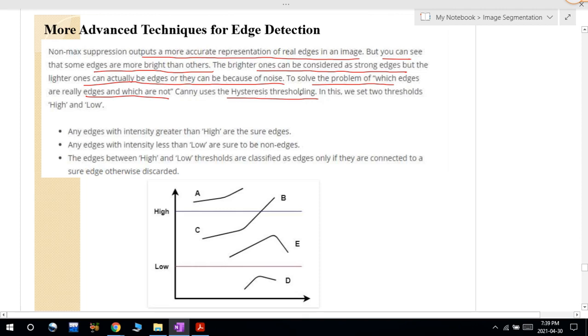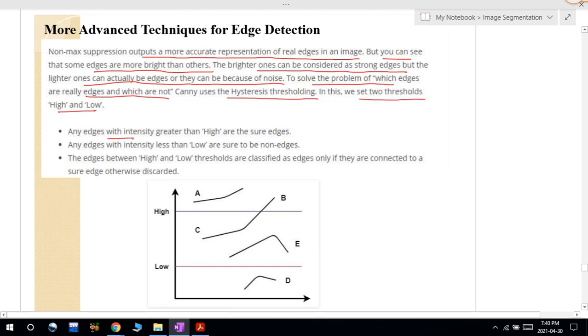thresholding. So if you want to find out the real edges, which are the strong edges, that I will consider, and whatever the weaker edges are there, that I will discard. So for this one, I will try to apply this hysteresis thresholding. In this, we will try to use two threshold values, that is high and low.